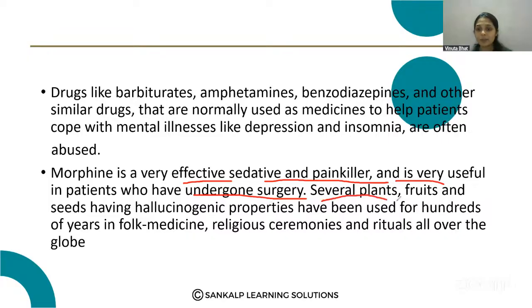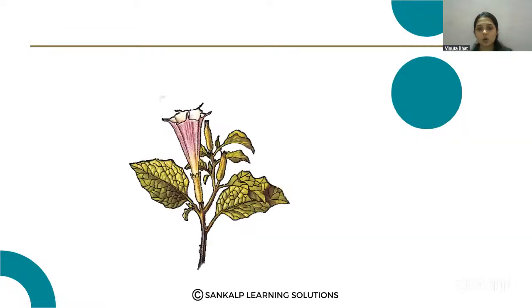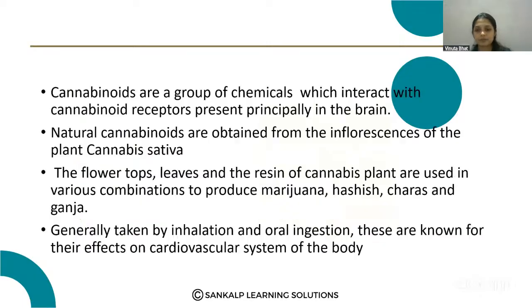Then several plants, fruits, and seeds having hallucinogenic properties have been used for hundreds of years in folk medicine and religious ceremonies and rituals all over the globe. Which drug is obtained from which plant, the scientific name of that plant, and where the receptors are present in our body are all very important.